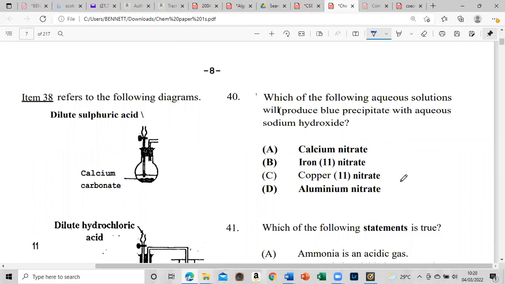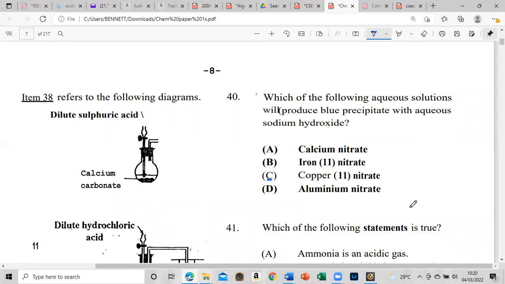Which of the following aqueous solutions will produce a blue precipitate with aqueous sodium hydroxide? Is it A, calcium nitrate, iron 2 nitrate, copper 2 nitrate, or aluminum nitrate? And that would be copper 2 nitrate.